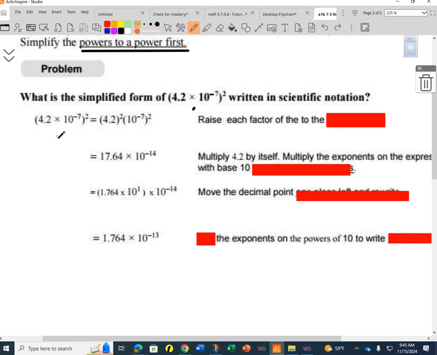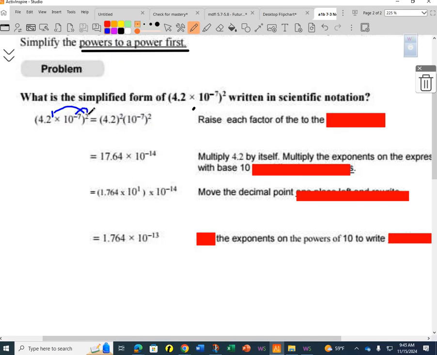Now this is the part where a lot of kids forget to do it because there's no exponent on 4.2 that's visible, right? What is that exponent if we don't see it? It's 1. Exactly right. So now, I would suggest you go ahead and write that in before you distribute. So here, we're going to do 1 times 2, the power to a power, we multiply, and that's how we get 4.2 to the second power.